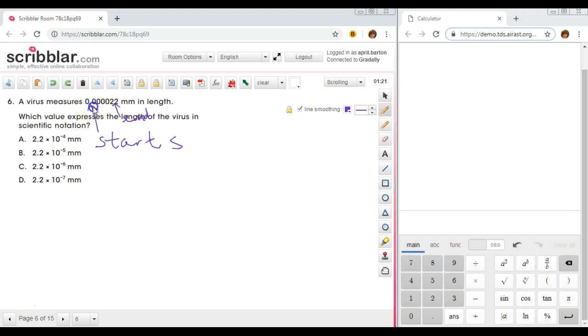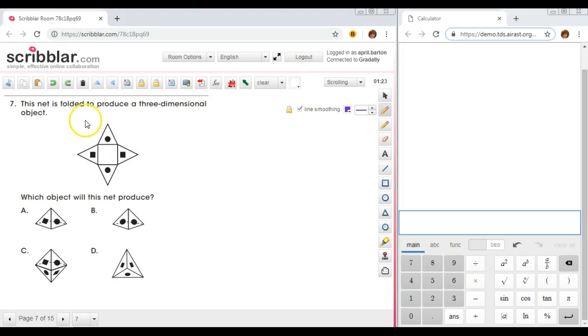So we're just going to count how many spaces it would take to get there. So 1, 2, 3, 4, 5. When you're going from a super small decimal, so left to right, that means we end up with that negative exponent of -5.